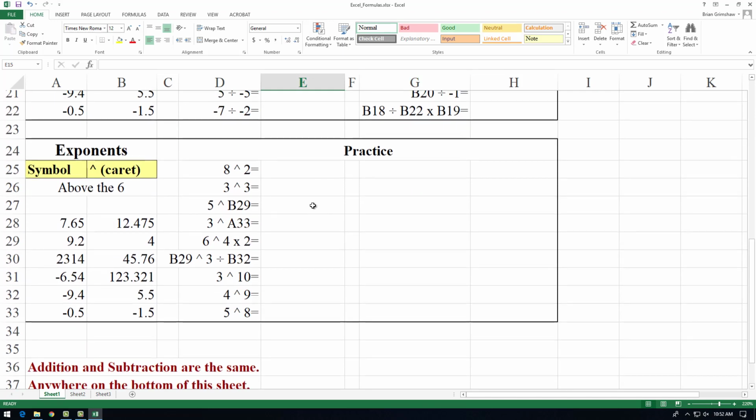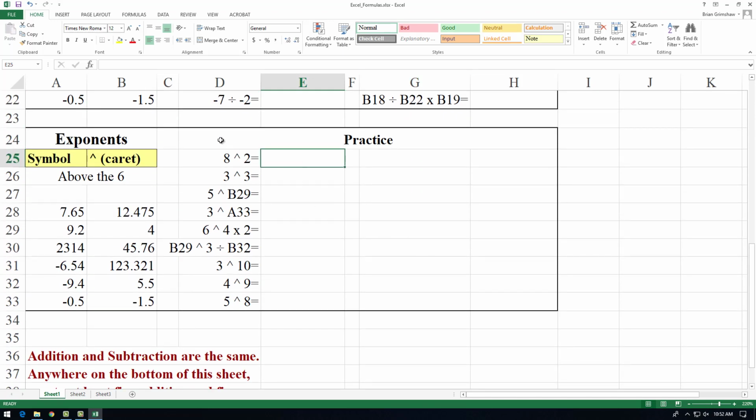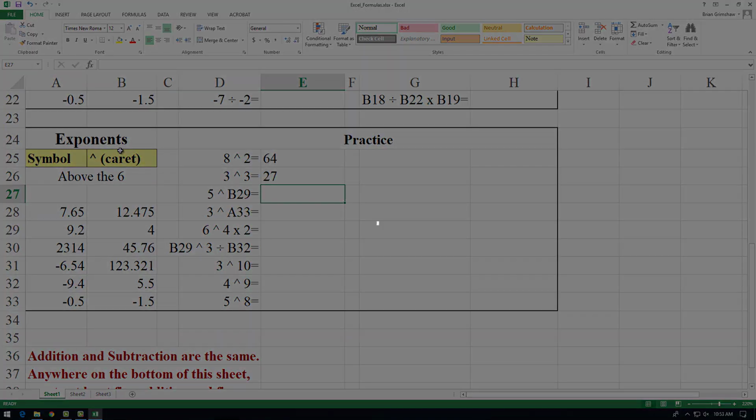Exponents are the same, different symbol. If I want 8 squared, or 8 to the power of 2, I do equals 8 to the power of 2. Notice the symbol is that little caret pointy thing above the 6. The computer does exponents just fine. It doesn't even care. It loves to do them. 3 to the power of 3, which is 3 times 3 times 3, which is 27.